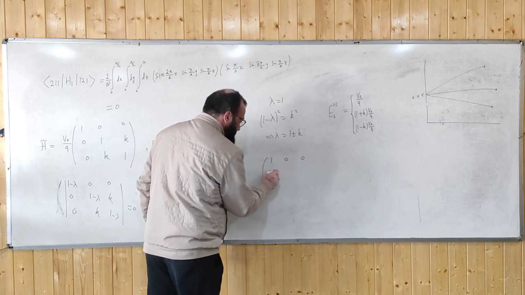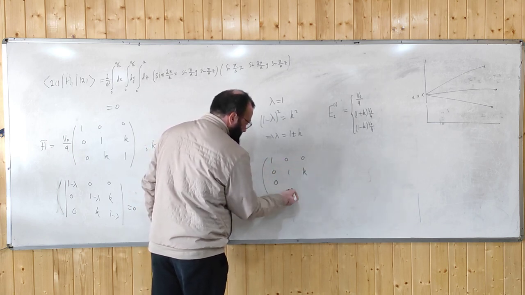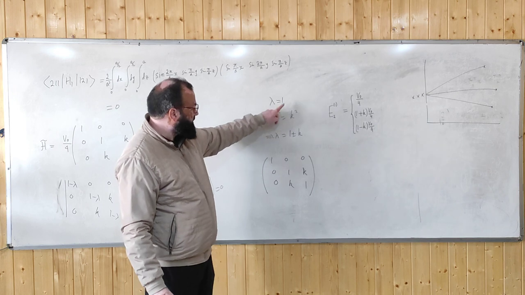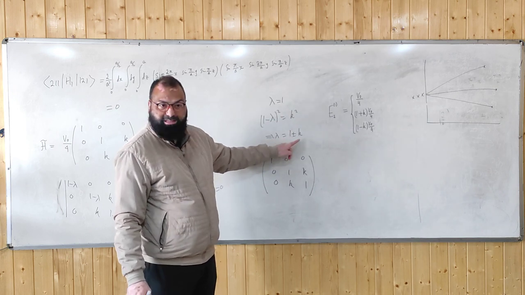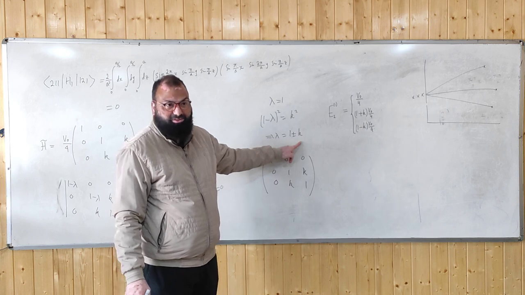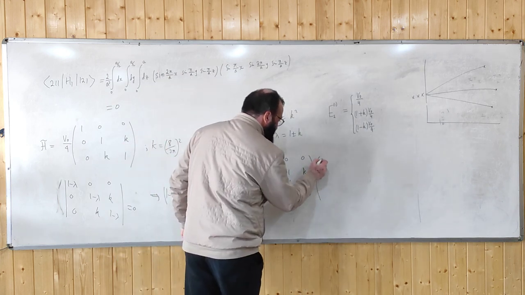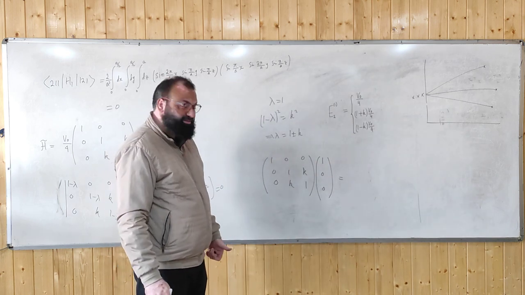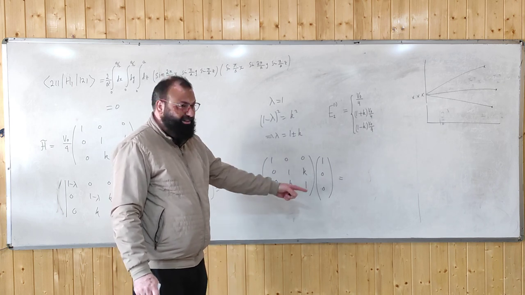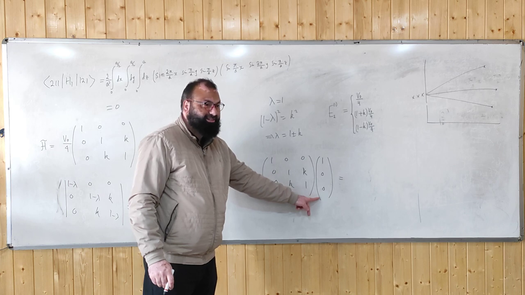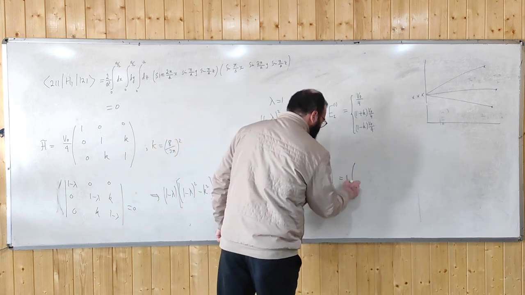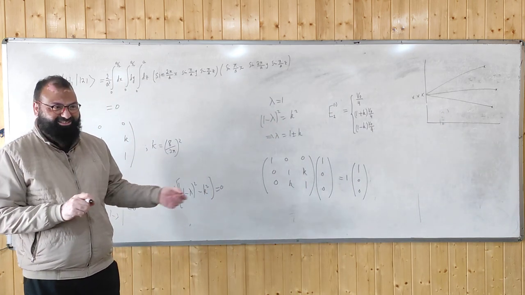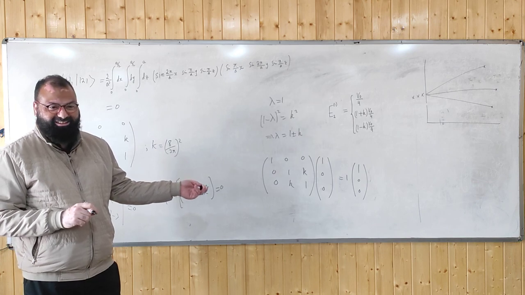1, 0, 0, 0, 1, k, 0, k, 1. I need to figure out the eigenstates of this matrix, which correspond to the eigenvalues 1 and 1 plus minus k. So there will be 3 states. Now, if I choose 1, 0, 0, what is the eigenvalue of this very vector? It is simply 1. Is it true?